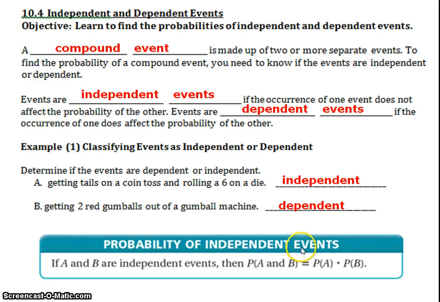Probability of independent events. If A and B are independent events, then the probability of A and B, we calculate that by multiplying the probability of A by the probability of B.